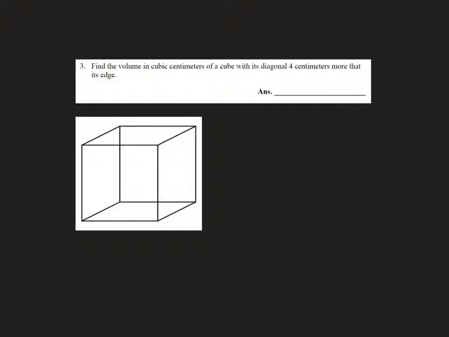Okay, here's a problem from 1998 under the category Areas and Volumes. Find the volume in cubic centimeters of a cube with its diagonal 4 centimeters more than its edge.